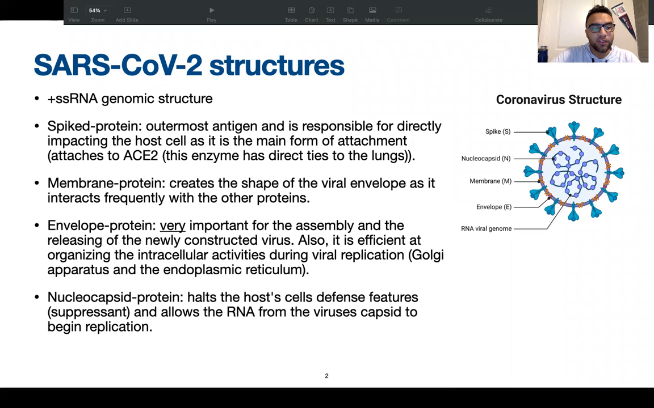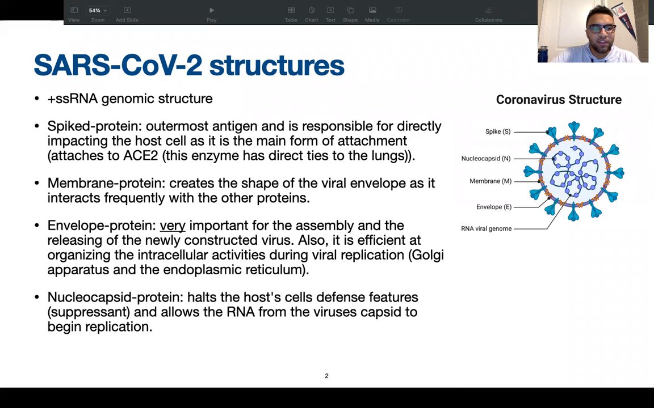Now we have the E protein, the envelope protein. This is very essential and important for the assembly and the releasing of the newly constructed virus. Additionally, it is efficient at organizing the intracellular activities during viral replication. It is also worth noting that it has direct ties to the Golgi apparatus and the endoplasmic reticulum.